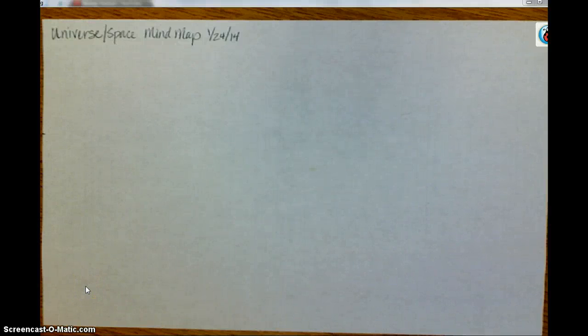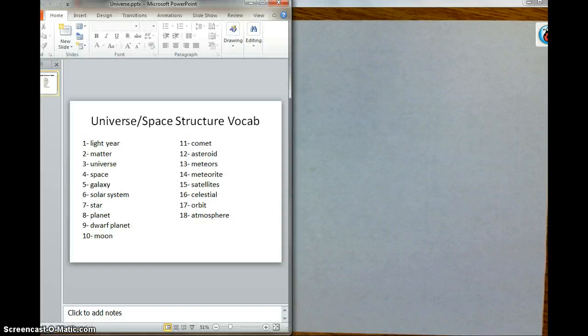Okay guys, so here is part 2 to our universe and space mind mapping stuff. We previously did the activity where you took all the vocabulary words and you sorted them into 3 columns: how well you knew the words, whether you knew them really well, whether you kind of knew them, or you had no clue.